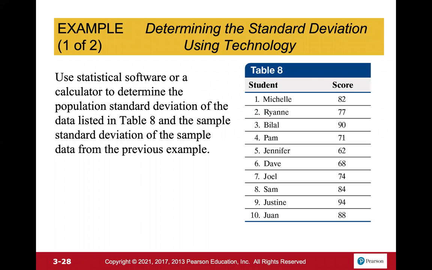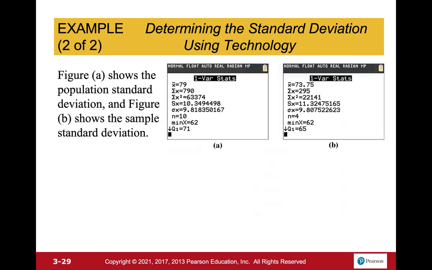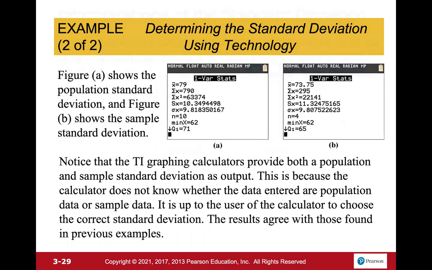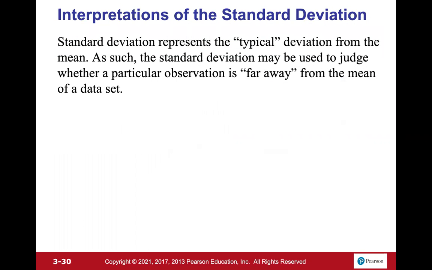All right, so use statistical software or a calculator to determine the population standard deviation of the data set listed in table 8. We already did, but here they're using the TI-84, it looks like. And here it gives you a couple more stats on the data, but we're using Excel.